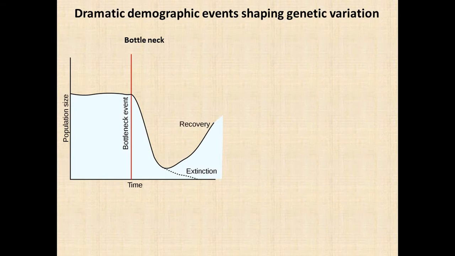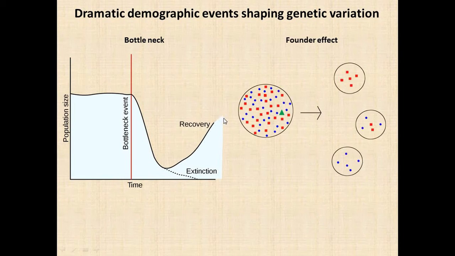So, demography. This is probably the most famous case of drastic demographic change, which is a bottleneck. A bottleneck is simply a reduction of the population size and the effective population size. I will come back to this. It leads to a diminution of individuals, and then eventually either extinction or recovery. And a specific case of bottleneck is the founder effect, where from a large population, a few individuals move to or colonize a new place.